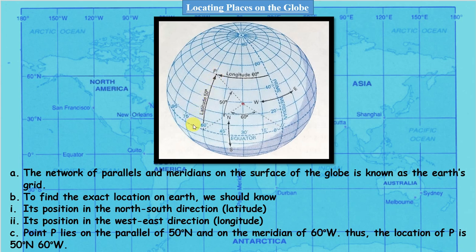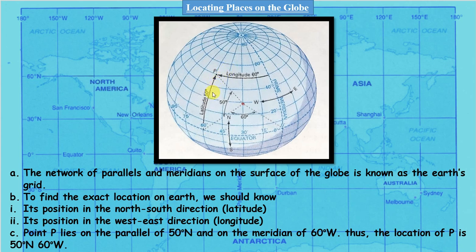These are the parallels, as you can see. This is the equator. Let us find out first in which direction P is from the equator. It is quite evident here in the figure that it is to the north, isn't it? So if it is to the north of the equator, this means that the latitude is towards the north.